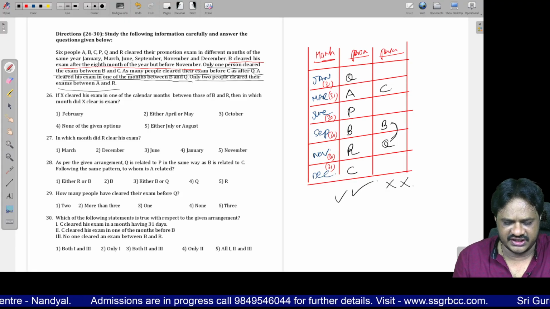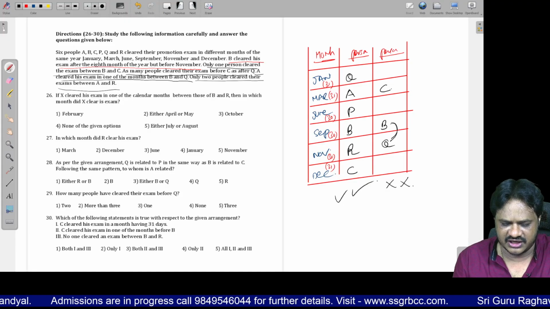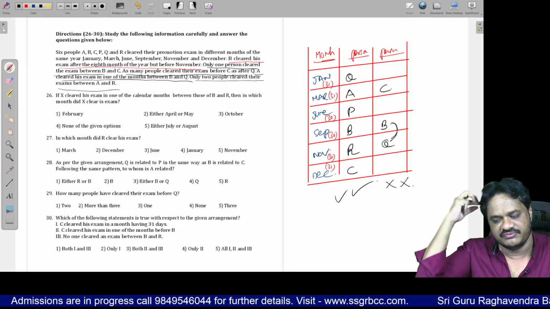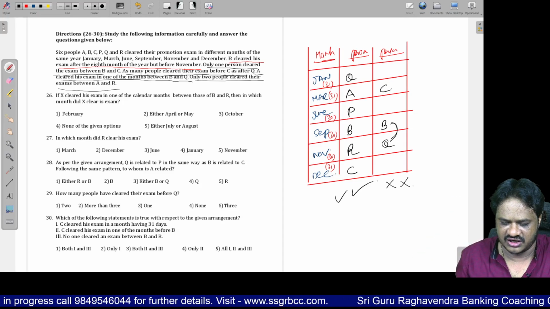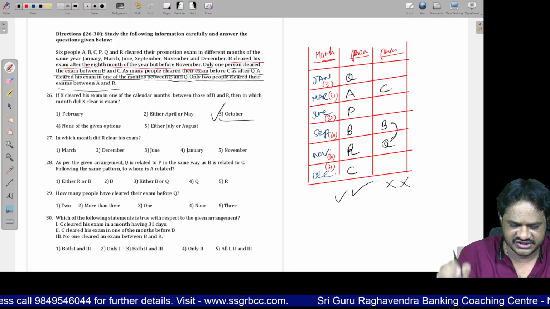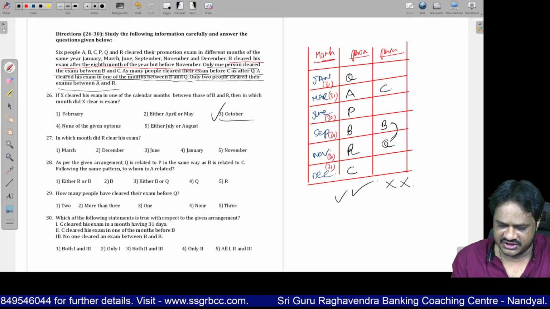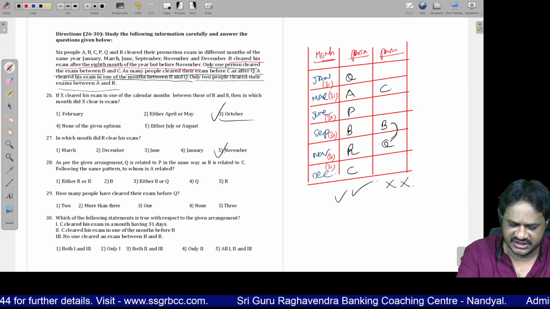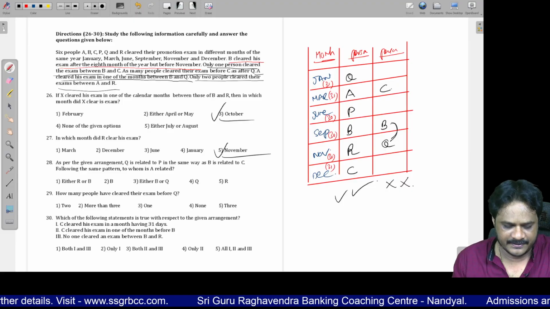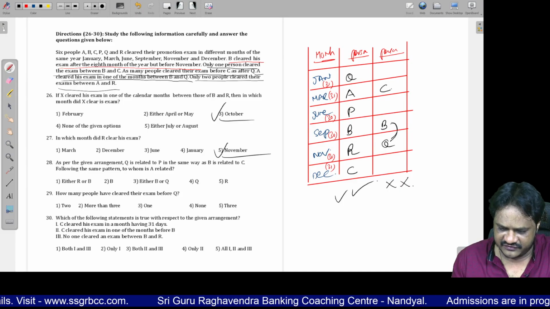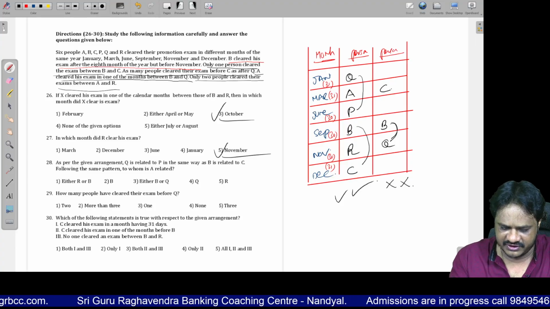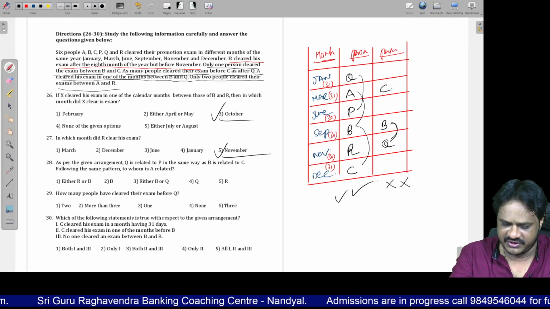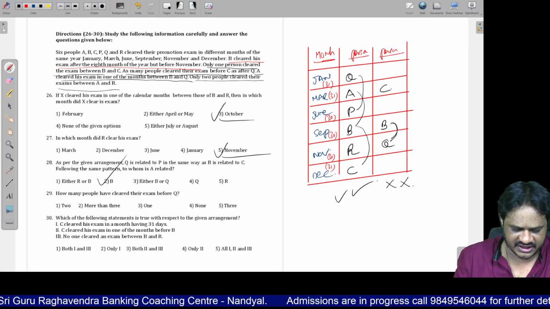If X cleared his exam in one of the calendar months between B and R: B is September and R is November. In between there is only one month, called October. So X is October. In which month did R clear the exam? R is clearing the exam in November. Then as per the given arrangement, Q and P have one gap between them, B and C have one gap, and A and B have one gap. So B is the correct answer.